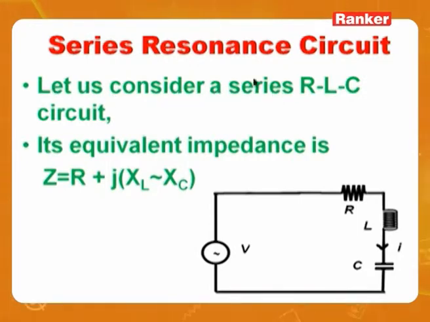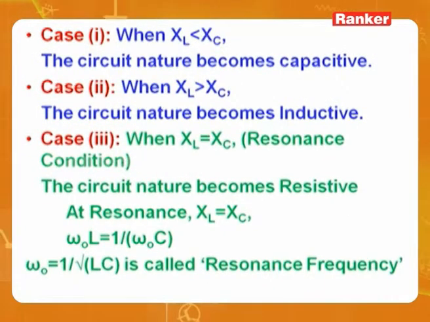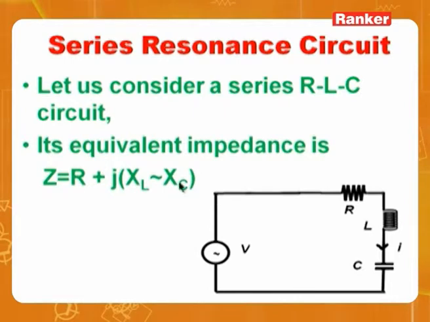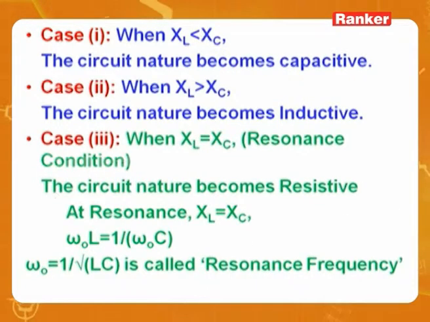Now let me take you to the series resonance circuit. Let us consider a series RLC circuit. Its impedance is equal to R plus j(XL minus XC). Why minus? Because the capacitor is minus. Now I am going to make some cases. If XL is lesser, the circuit will become capacitive, negative. If XL is more, it will become positive. Positive means inductive. If both are equal, the circuit becomes resistive because XL and XC will cancel. It will be purely resistive.